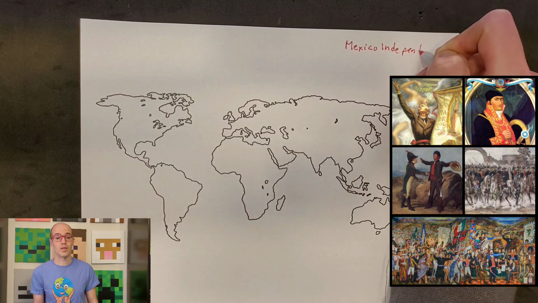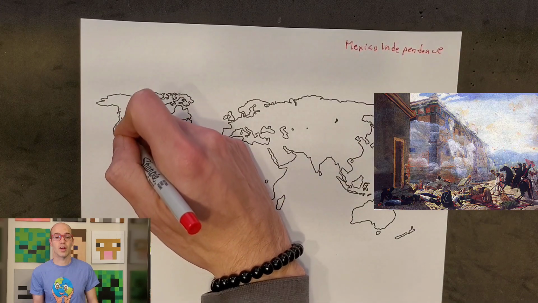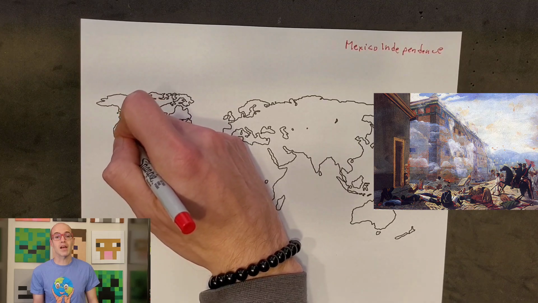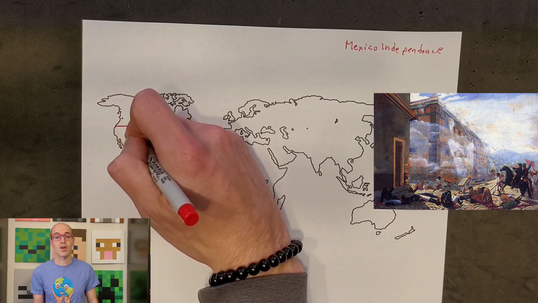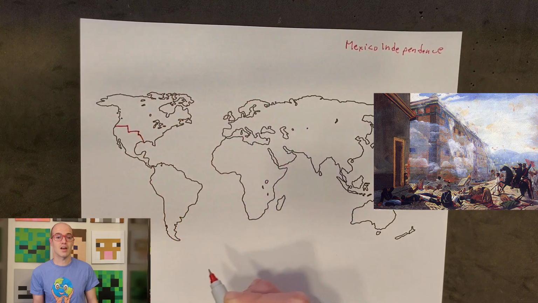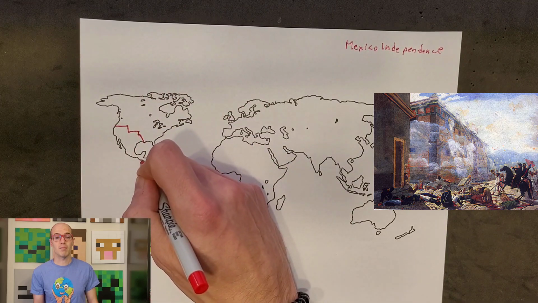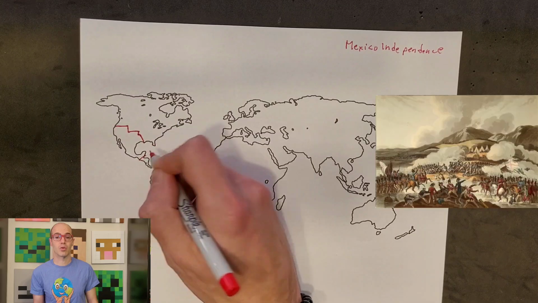Under Spanish rule, Mexico faced territorial challenges and internal struggles for independence. The Mexican War for Independence was a significant armed conflict that lasted from 1810 to 1821, ultimately leading to Mexico's independence from Spanish colonial rule.